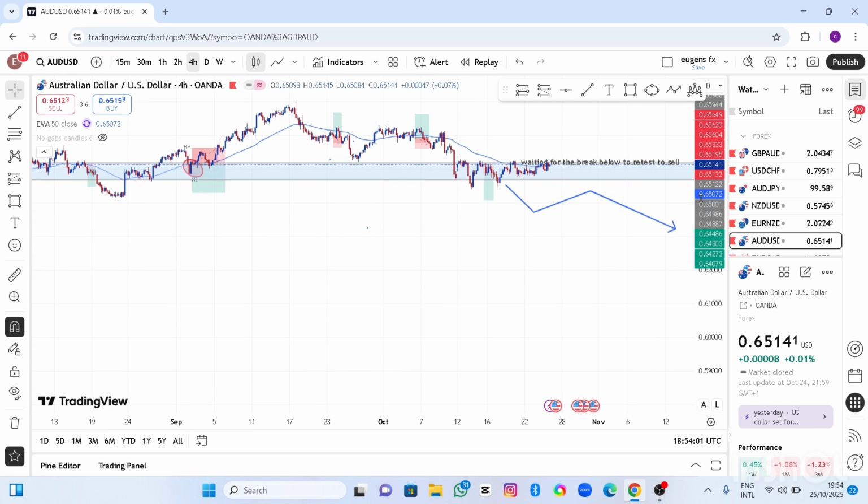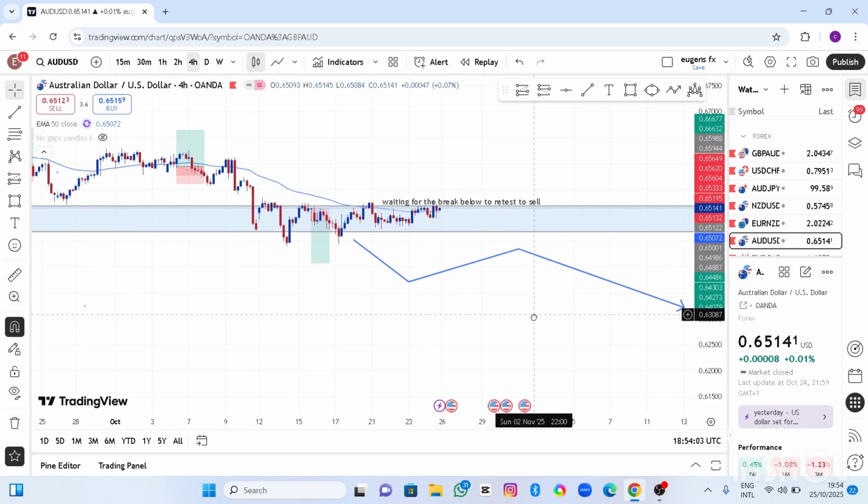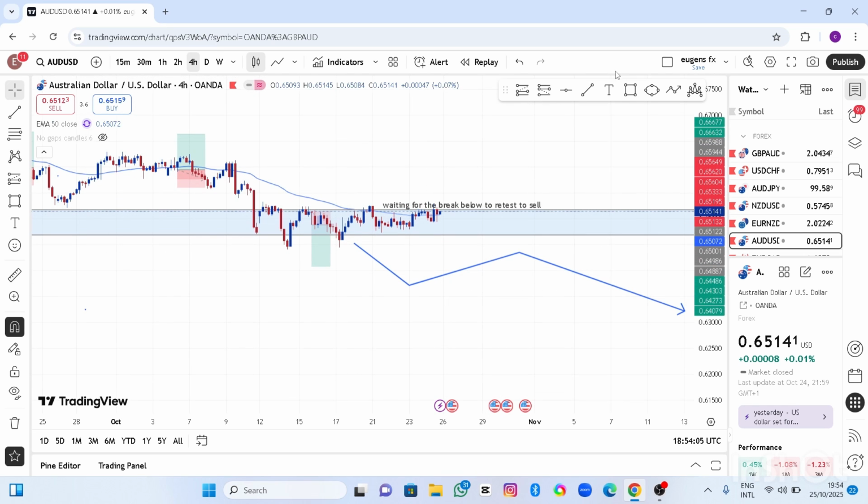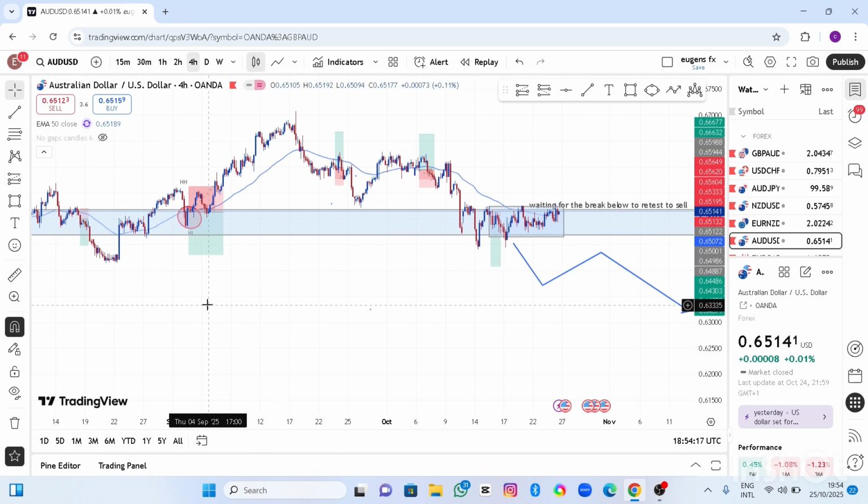So I'm just going to wait, the same thing as on NZDUSD. I'm waiting for a break below this consolidation, a break below this box. My market is forming around here. So I get a break below this consolidation box here, then a retest to continue to the downside. So this is basically what I have for the week.